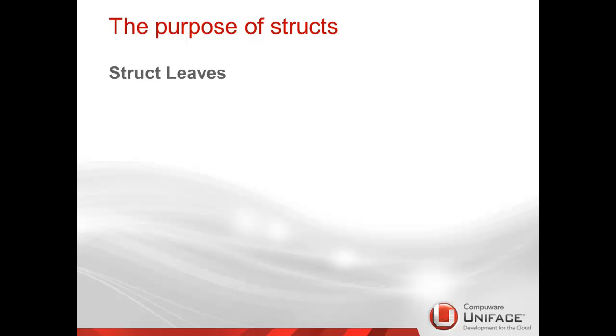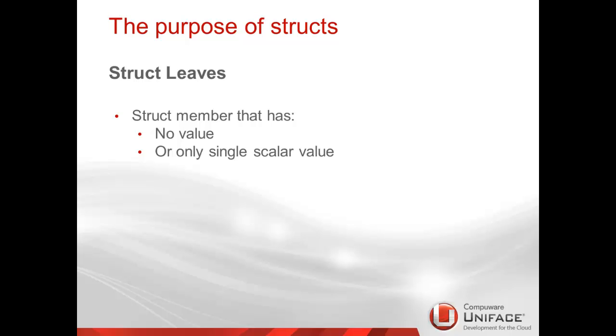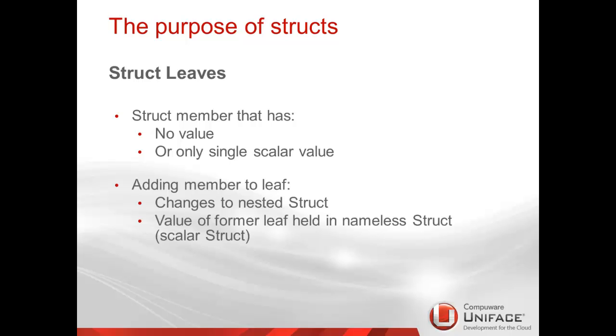Next we'll cover struct leafs. A leaf is a struct member that has no value or only a single scalar value. However, adding another member to a struct leaf implicitly changes it to a nested struct. The value of the former leaf is now held in a nameless struct known as a scalar struct, and the nested struct has a mixed data structure.